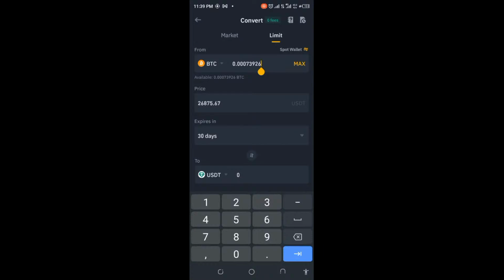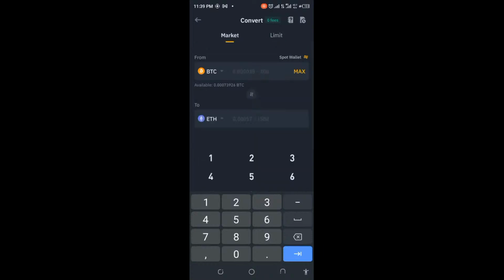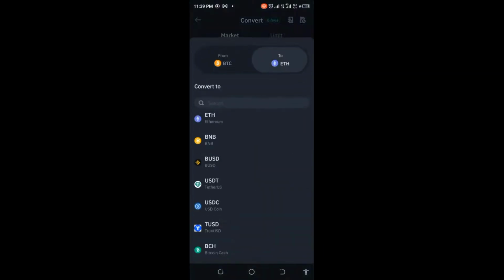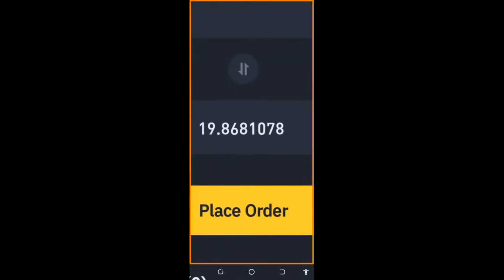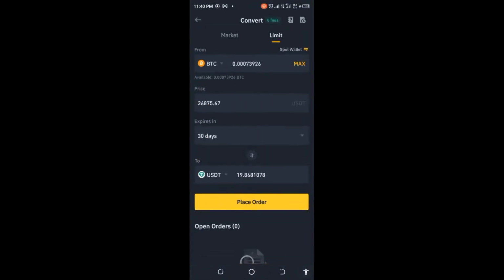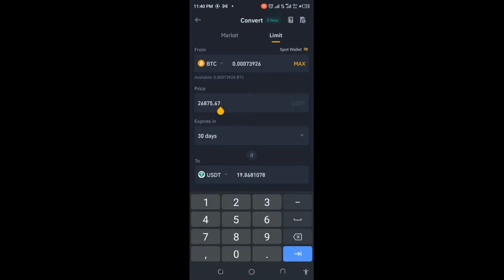Let's do it again. All right, let's click on market. This one is supposed to be USDT. Let's click on limit if it would allow us. Okay, so what we have here is at the max. So it's just giving us our money back. 19.86. Nah, I want to make sure I have more. So is this going to allow me to have more? I don't know. Let's go and check.